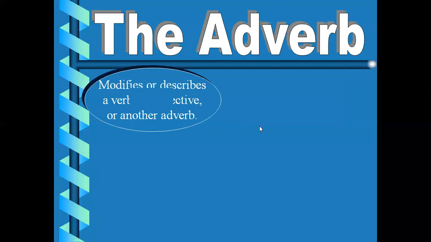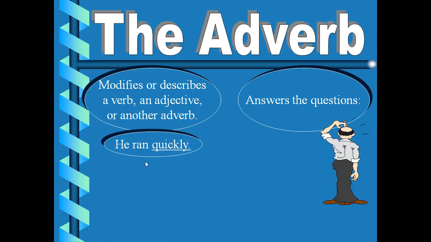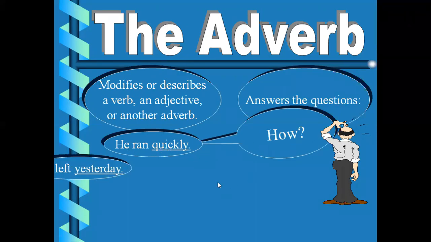After that, the adverb. I said that the adverb modifies or describes a verb. It describes a verb, an adjective, or another adverb. Okay, so the adjectives describe people or things, but the adverb describes the verbs. He ran quickly. The adverb always answers the question how. So here, he ran quickly. How did he run? He ran quickly.